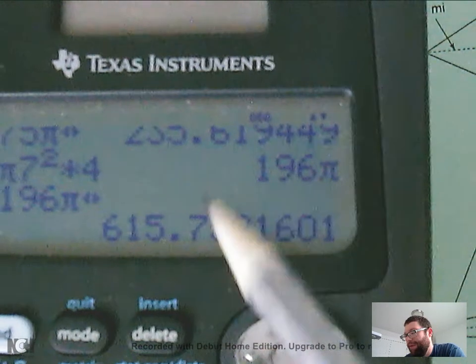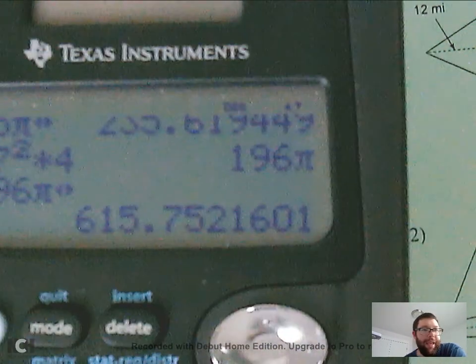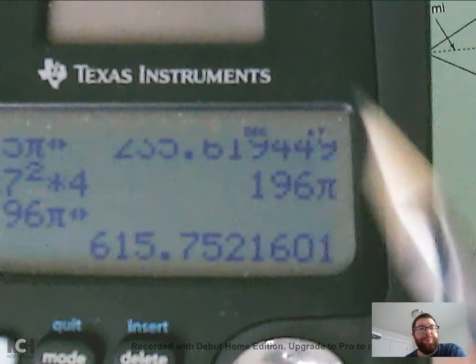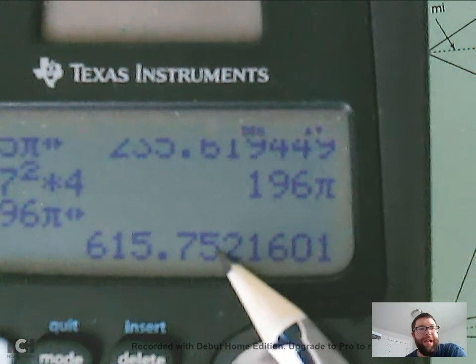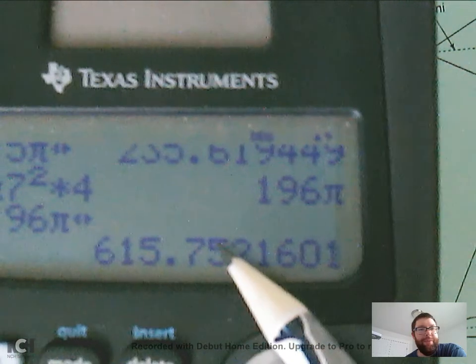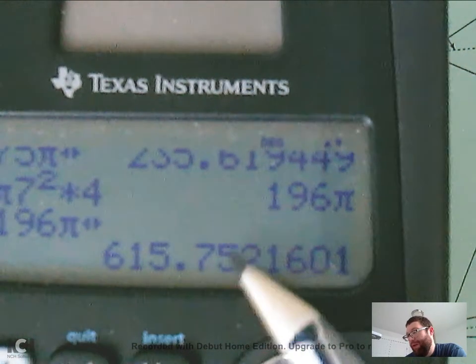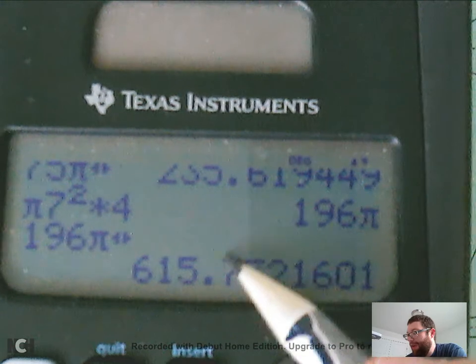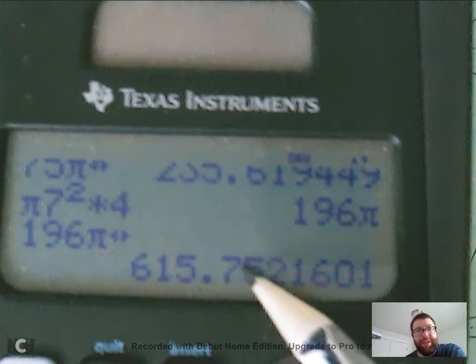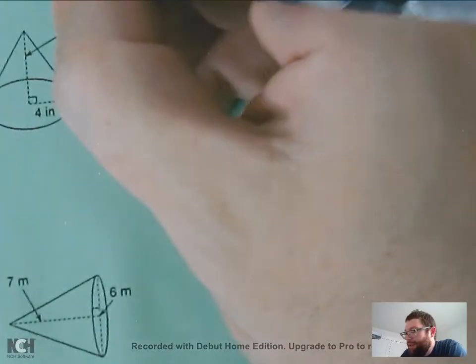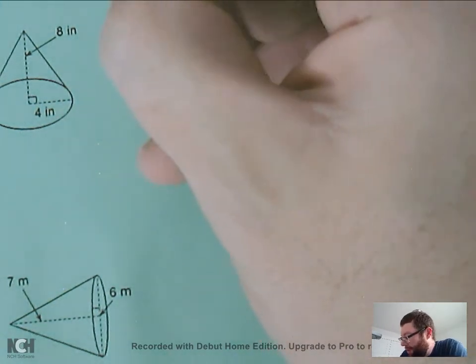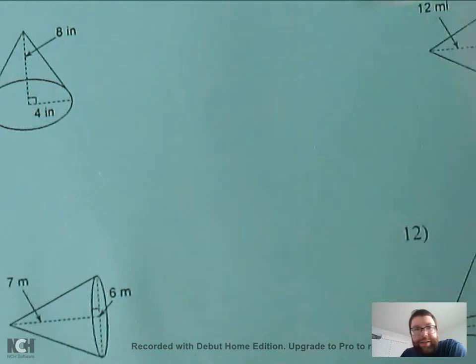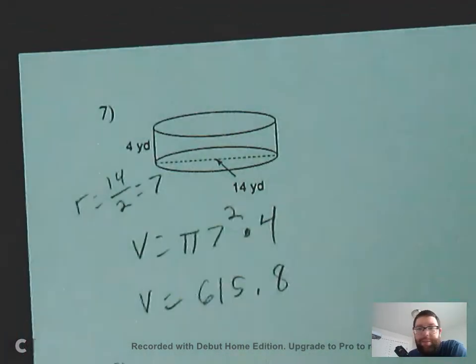615.75. But I want that rounded to the nearest tenth, right? So 5 is more than or equal to 5. So I'm going to round up the next number. So 7 is going to become 8. So volume is equal to 615.8. And I'm really zoomed in, but it's kind of because I have to be.